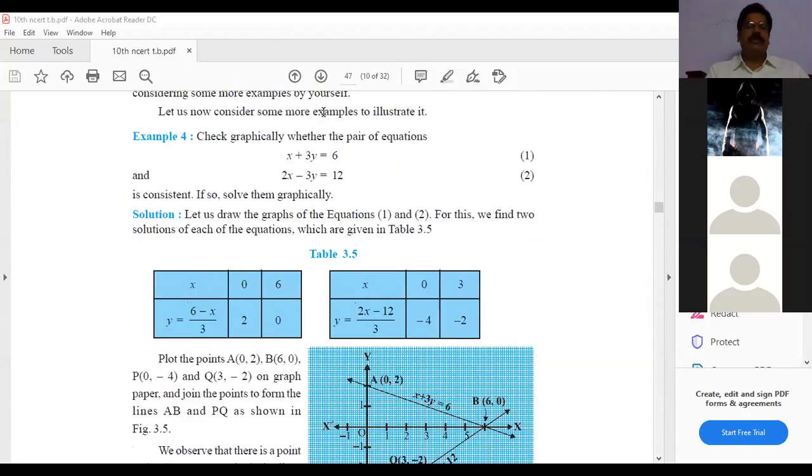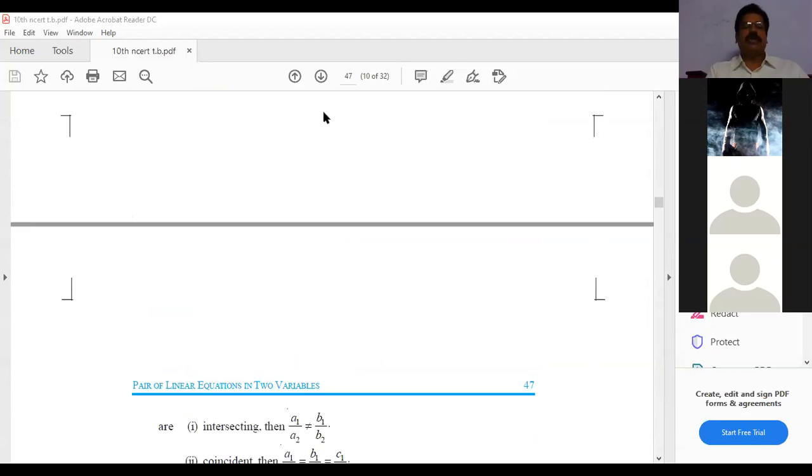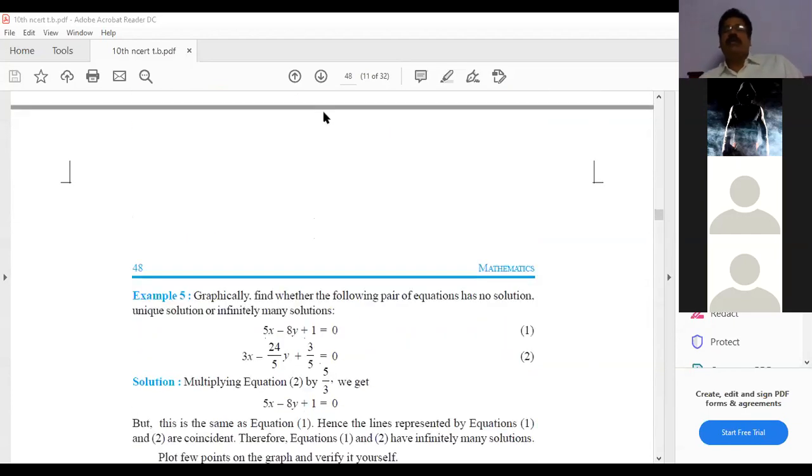Okay, it is not there in the textbook. We have it in reference books, I think. So this is a chapter revision. Any doubt, anyone can ask.